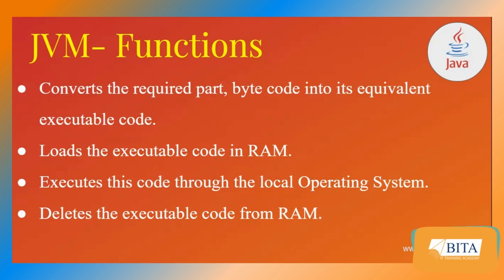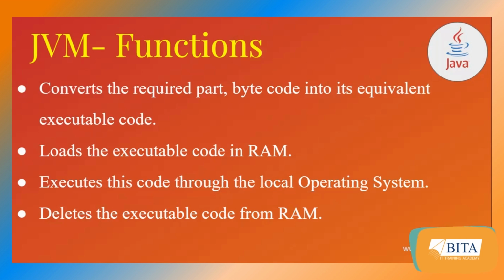Next we will be seeing about the Java virtual machine functions. In the Java virtual machine, we use a dynamic loading method, which converts the required part of the program only when it is required for executing. It converts the required part into the equivalent executable code and loads it into the RAM, which is easily accessible by the local operating system. Once the program is executed, it gets deleted from the RAM. This method is called the dynamic method, which we use in Java.